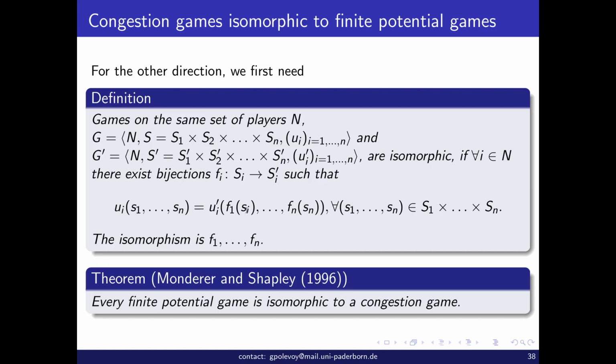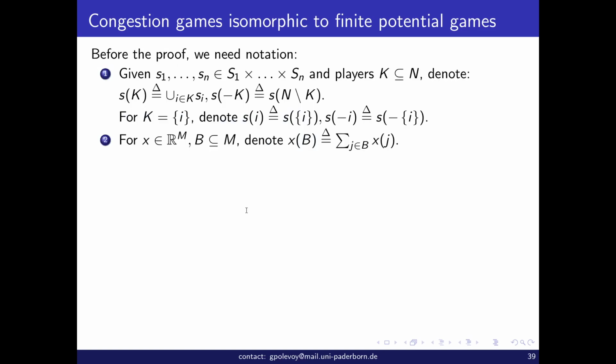And the theorem by Monderer and Shapley is that every finite potential game is isomorphic to a congestion game. Okay, so in order to prove that, we are going to need some notation. We're going to give only the first part, or let's say the main part of the proof. There is some quite lengthy part we are going to omit, but we are going to give the main meat of the proof, the main idea. Actually, the formal proof. So simply, we are going to stop it at some point.